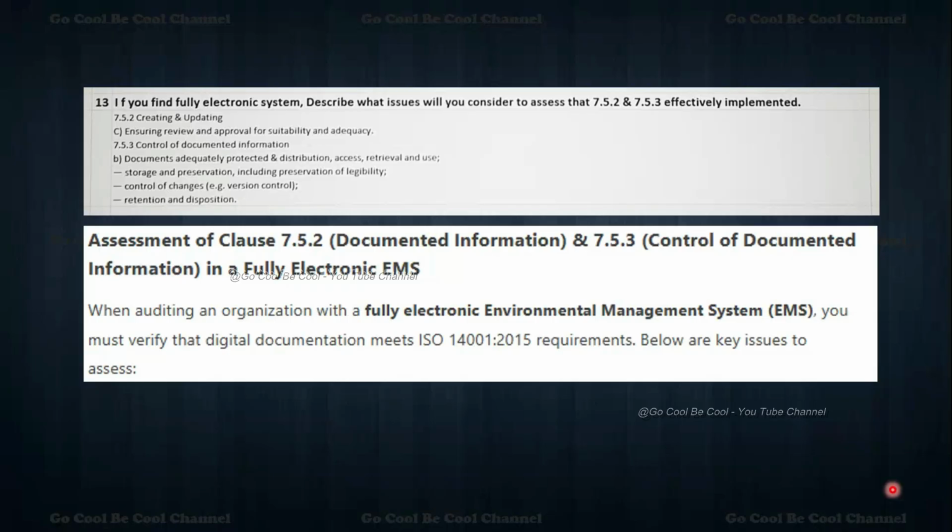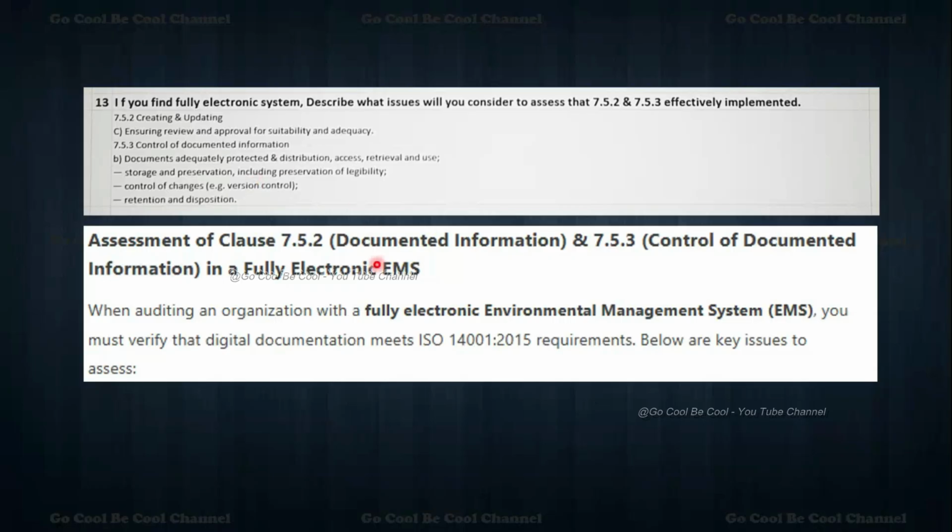Now, moving to the 13th question. Generally they will ask this for 5 marks: if you find a fully electronic system, describe what issues you will consider to assess whether 7.5.2 and 7.5.3 are effectively implemented. 7.5.2 is creating and updating, and clause c is ensuring review and approval for suitability and adequacy. 7.5.3 is control of documented information: b is adequately protected; distribution, access, retrieval and use; storage and preservation, including preservation of legibility; control of changes; retention and disposition.